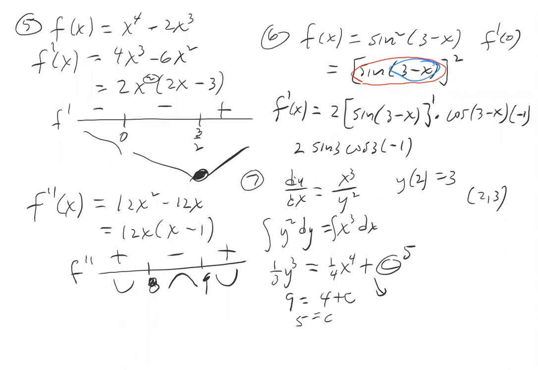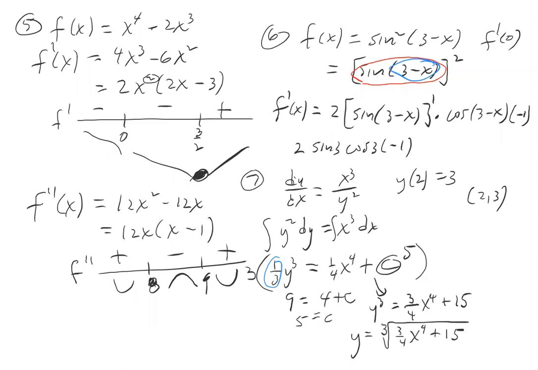So first step, how do I get rid of this 1/3 here? Multiply both sides by 3. So you're going to get y cubed is equal to 3/4 x to the 4th plus 15. And then how do I get rid of the third power? You cube root both sides or raise both sides to the 1/3 power, whatever you want, same thing. So cube root of 3/4 x to the 4th plus 15. Pick up the answer. Bam, easy.